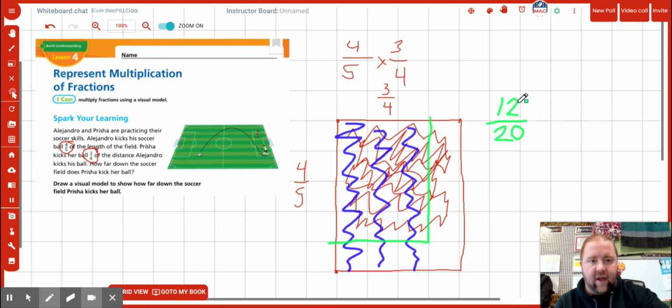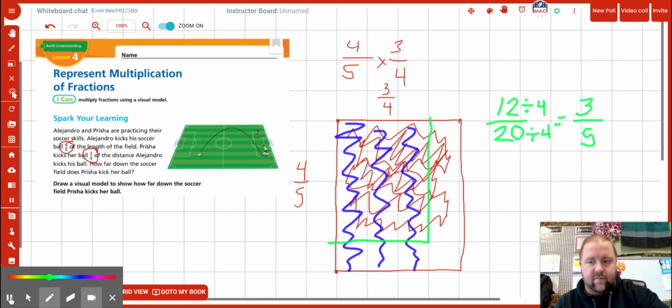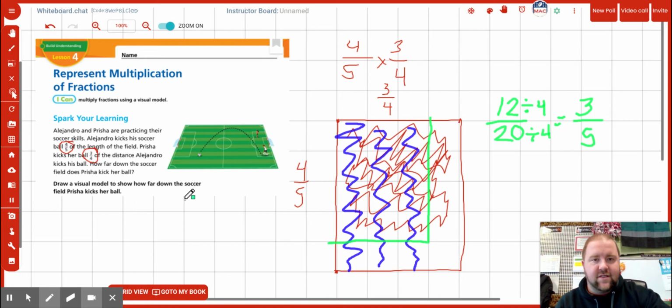Now we're going to simplify 12 and 20. The largest number that we can divide them both by would be 4. So we're going to simplify that by dividing by 4, and that's going to give me 3/5, which means that Prisha kicks her ball 3/5 of the length that Alejandro kicked it. Sorry, not 3/5 of the distance that Alejandro kicked it, 3/5 of the distance of the field. So Alejandro, we know, kicked it 4/5, and Prisha kicks it 3/5.